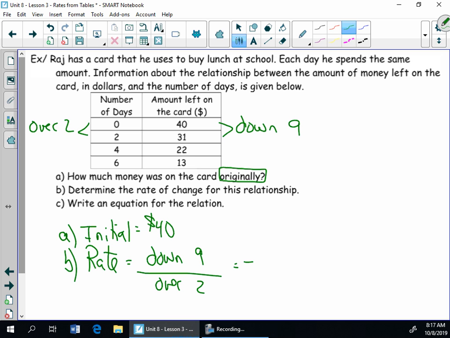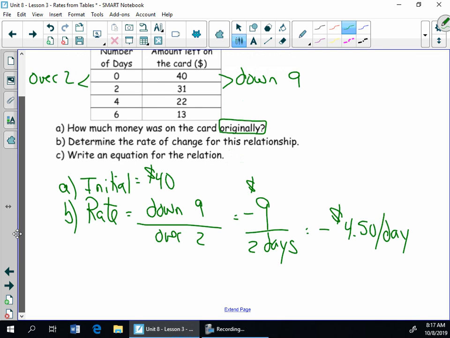9 what? Make sure it's a negative sign, right? Because it's down. $9. This was 2 days. So every day it's going down $4.50. You just divide it by 2.